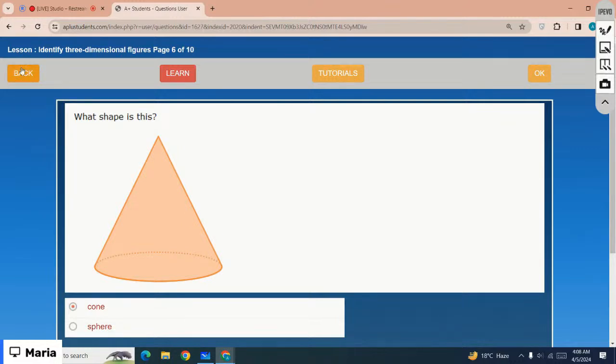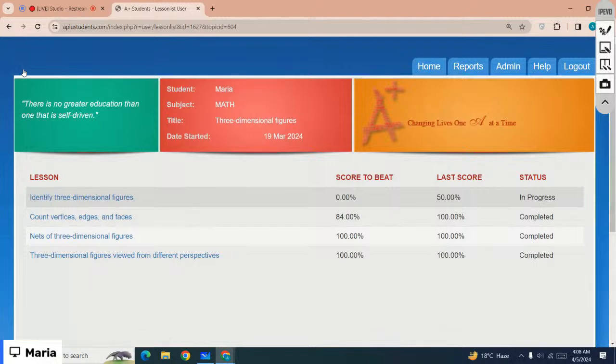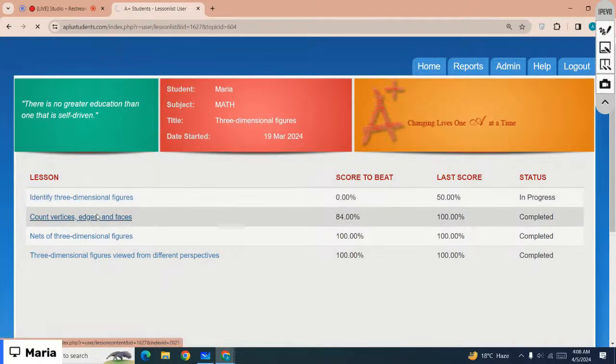Okay, you can complete the lesson by yourself later today. Let me move on to the next lesson. The next lesson is count vertices, edges and faces. Let's start with the lesson.